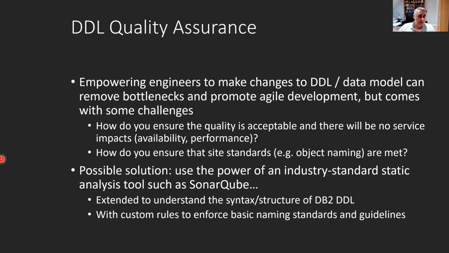So if you do that extending and create a plugin so that it can understand the syntax and structure of DB2 DDL, you can then start writing a set of rules inside that engine to do things like enforce basic naming standards, and enforce guidelines to make sure that your basic site standards are being checked. And if they're being broken, that DDL never gets anywhere near the mainframe or a deployment environment. You essentially break the build early enough in the process so that you can ensure you've got at least a basic level of quality coming through to anything that's deployed over to the mainframe.